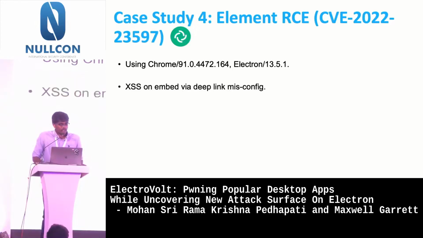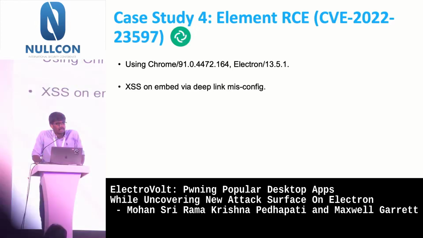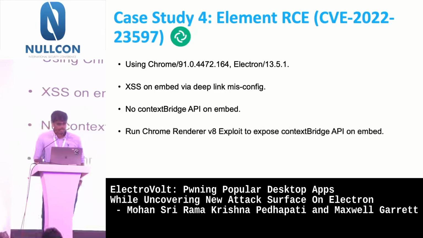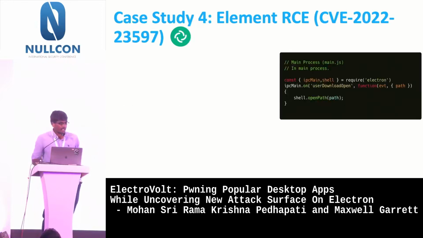reverse the exploit. So we found an XSS on one of the embeds using a deep link misconfiguration, but the context bridge is not enabled because we are in the iframe, so we can't get access to preload scripts, right? So we run the V8 exploit to expose the context bridge API on the embed and access sensitive stuff. This is how the Element application works.